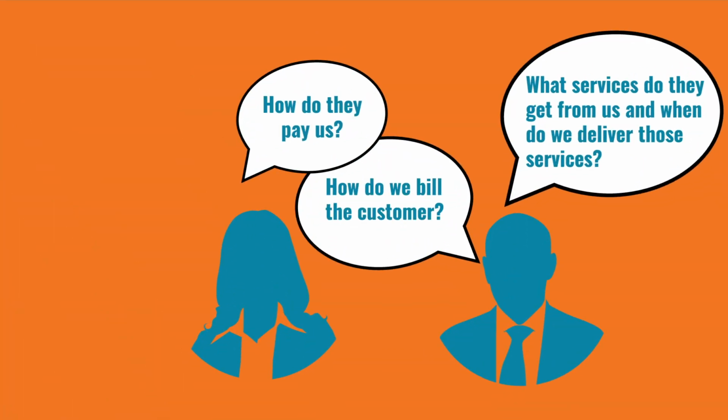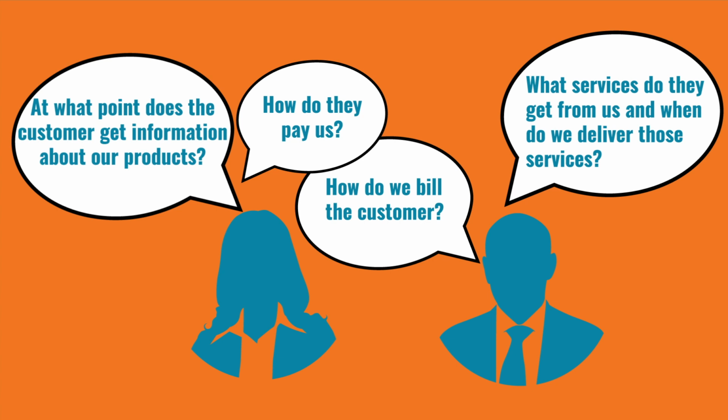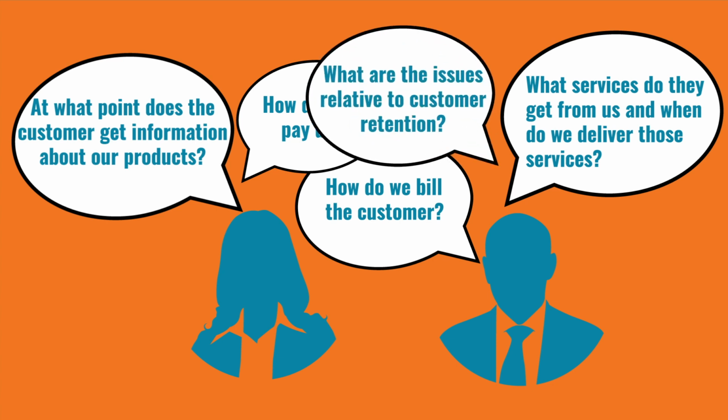What services do they get from us? And at what point in the process do we deliver those services? At what point does the customer get information about our products, our services, our warranties? And how does that information get requested? And how does it get delivered? What are the issues relative to customer retention? You want to be granular enough to have at least 20 steps in the process.